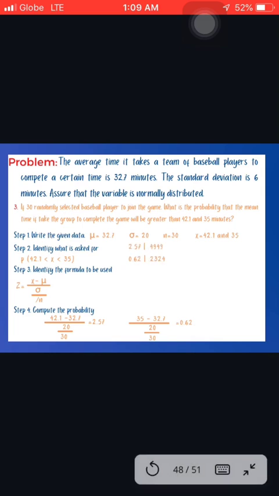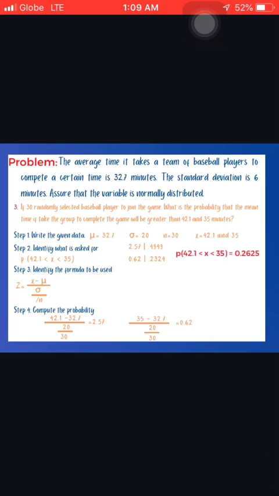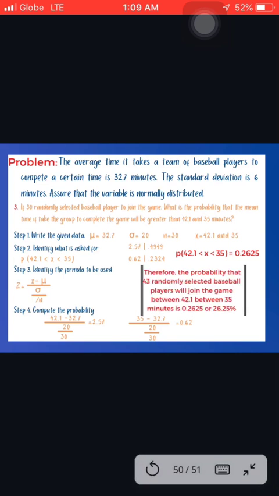Therefore, ima-minus natin ulit sila. Kung sino ang mas mataas, yun yung pag-minus sa mas mababa para hindi siya negative. So, ang ating sagot is 0.2625. Therefore, the probability that 30 randomly selected baseball players will join the game between 42.1 and 35 minutes is 0.2625 or 26.25%.